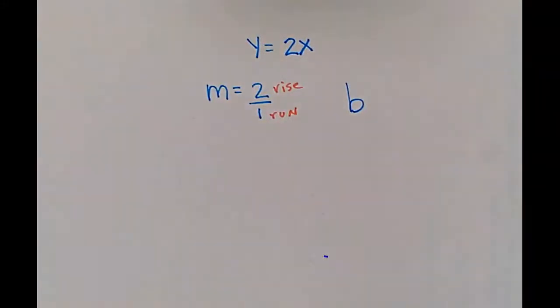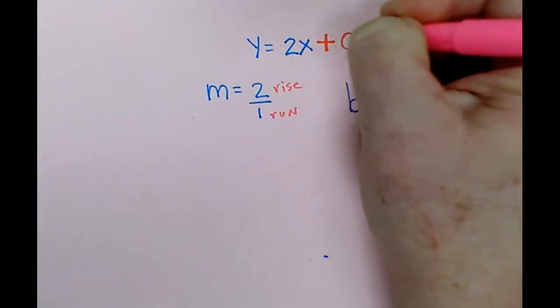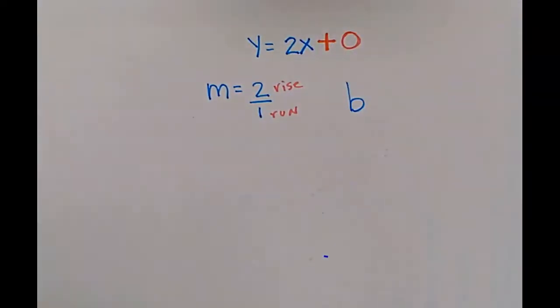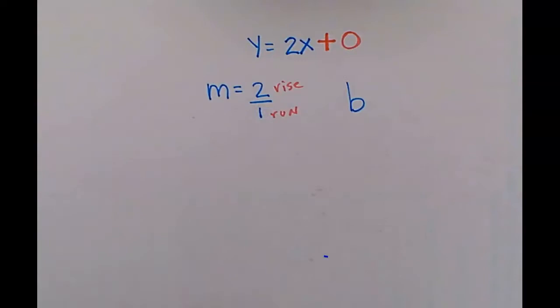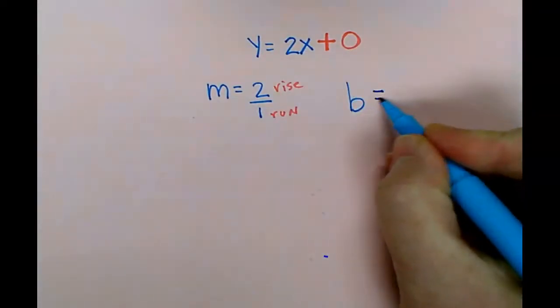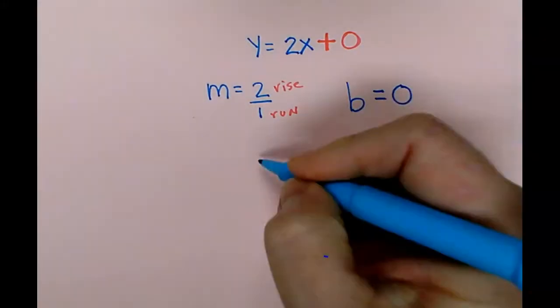But what's the b? What is the y-intercept? And the y-intercept is not there because it is 0. Y equals 2x is the same thing as y equals 2x plus 0 because 2x plus 0 is just equal to 2x. If there is no y-intercept written, the y-intercept would be 0.